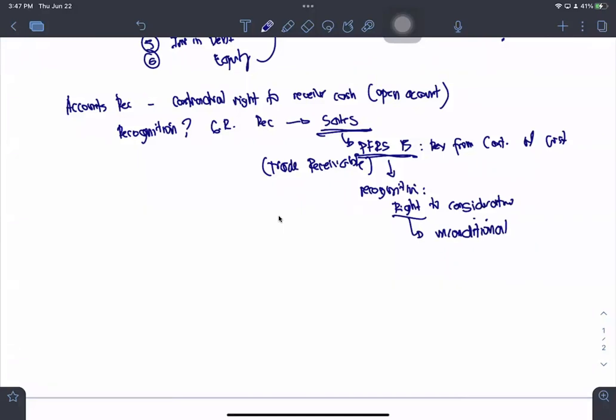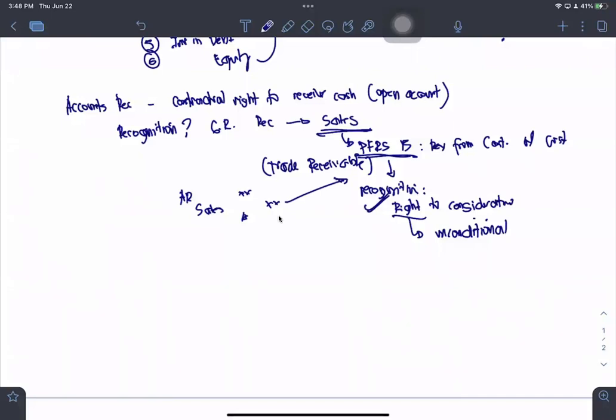Furthermore, normally, the amount must be reliably estimated so that we can properly recognize it. So once you have the right to consideration, there are no conditions as to that right, and there's no problem as to its estimation, then we can recognize the receivable. The general entry here is a debit to AR and a credit to sales or a revenue account. Therefore, whenever we talk about recognition of AR, we go back to the standard for your sales, which is revenue from contract with customers, PFRS 15.